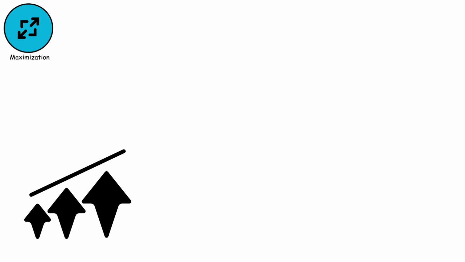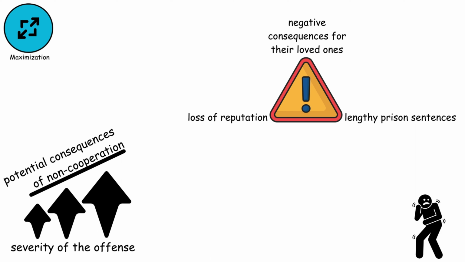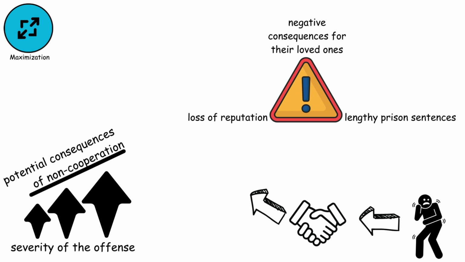Maximization. In contrast to minimization, maximization involves exaggerating the severity of the offense or the potential consequences of non-cooperation. Interrogators may threaten the subject with harsh penalties, such as lengthy prison sentences, loss of reputation, or negative consequences for their loved ones. The goal is to instill fear and pressure the subject into confessing or cooperating out of concern for their well-being or self-preservation.